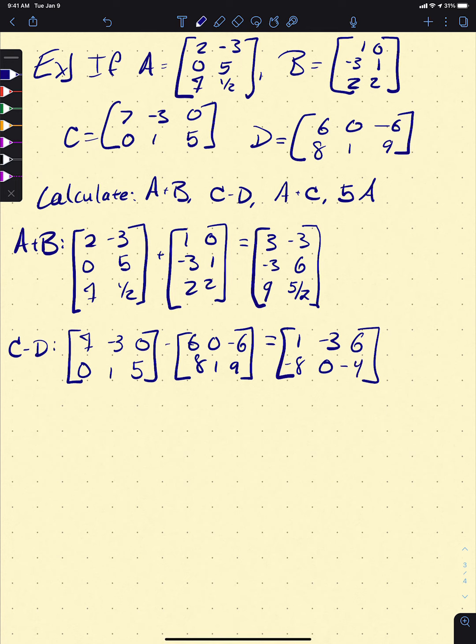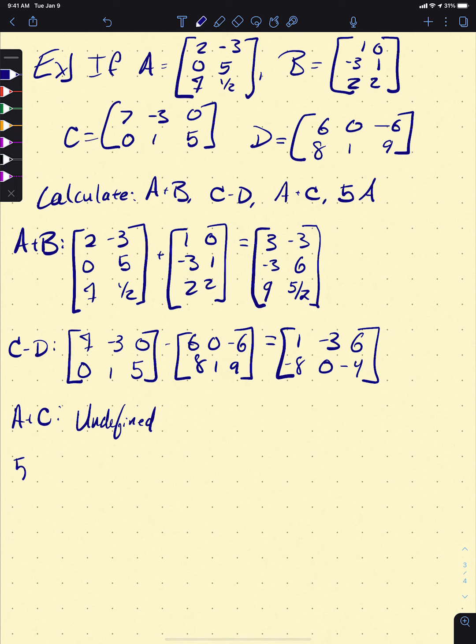Okay. Turning our attention to the next one, we're being asked to calculate A plus C. But wait, I know that this isn't possible. And that's because we have a 2 by 3 matrix here and a 3 by 2 matrix here. Addition here is not defined, and so we cannot perform that addition, okay?